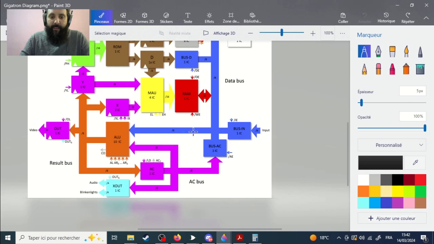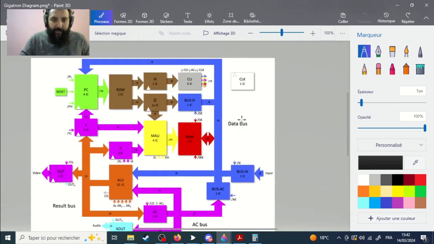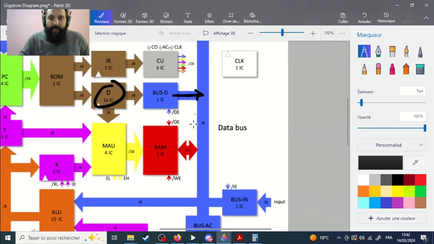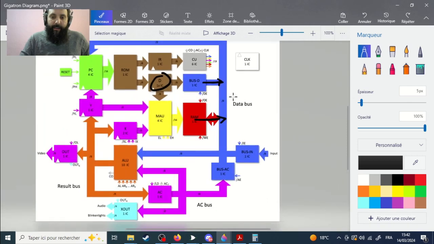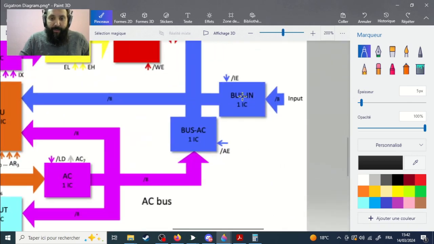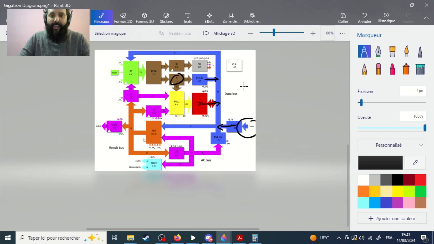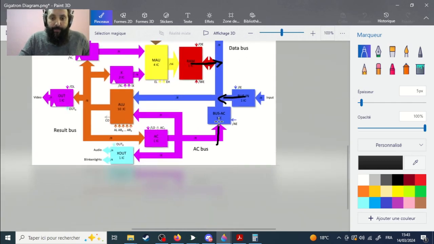The B input is what this bus contains. This bus can get the value from D, can get the value from the RAM, or write the value to the RAM. But let's say now what we can get the information. We can get the information from here. This is the input, this is the third source. On this bus, we can get the input, and we can get from here. And here is what we call the accumulator.